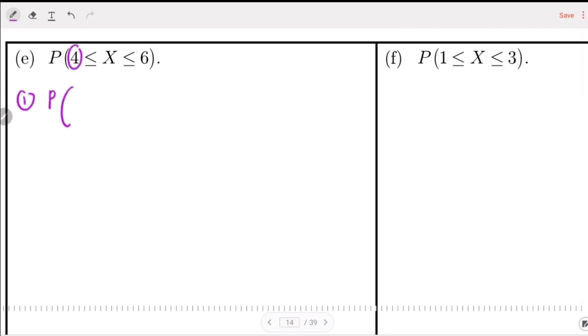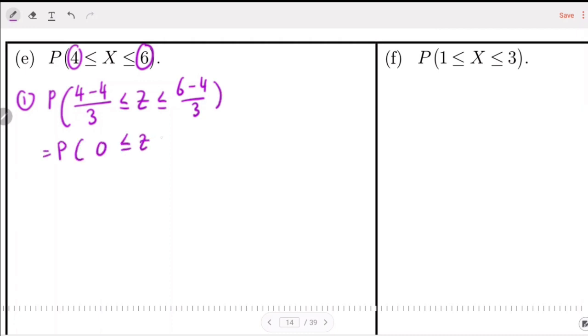E, 4 to 6. As usual, the first one is to standardize. But since we have two values of x, we need to standardize both. Minus mu divided by sigma, change x to z, minus mu over sigma. Give your answer in 2 decimal places.